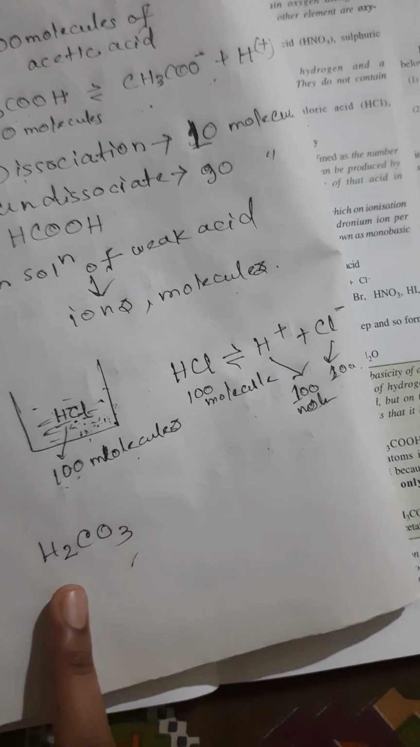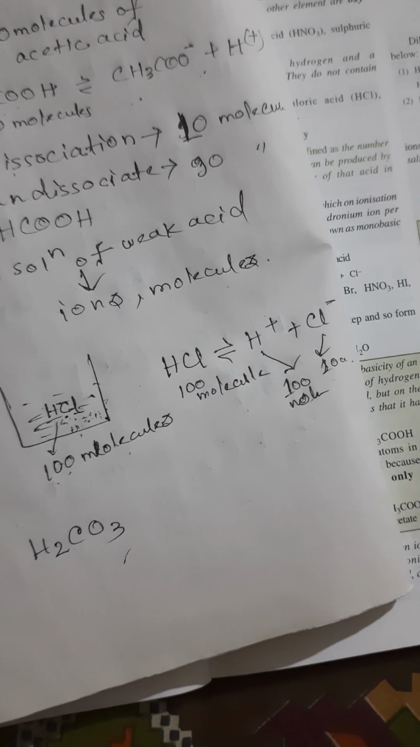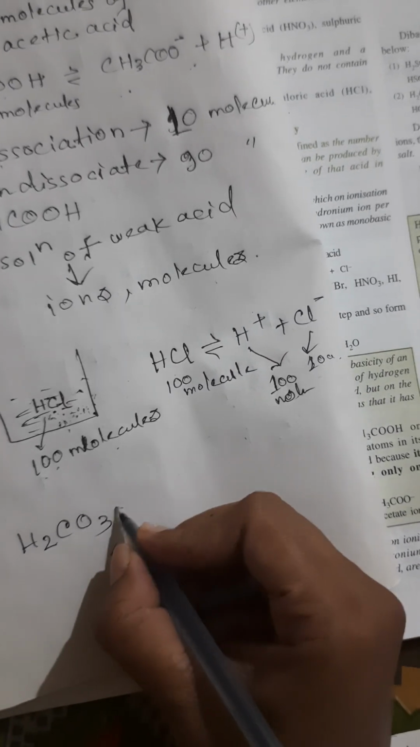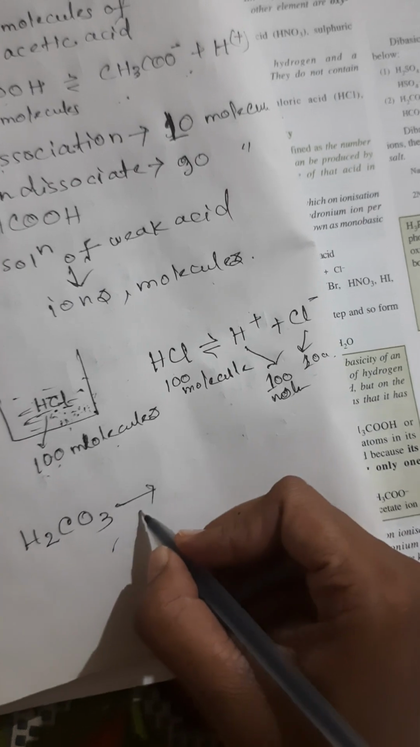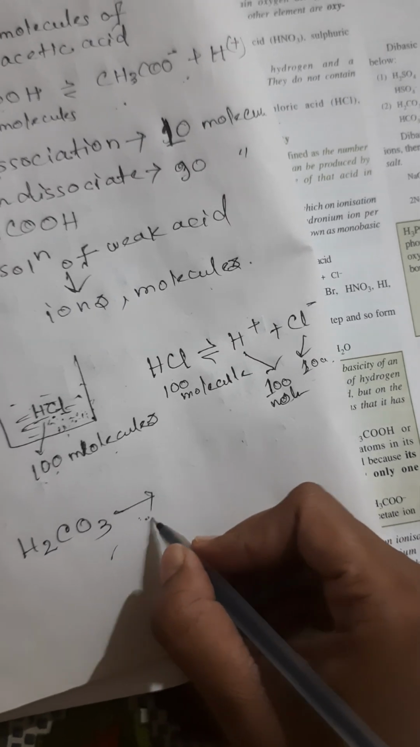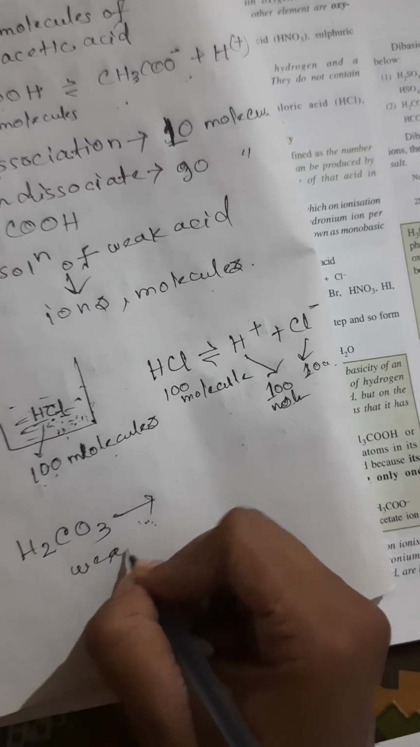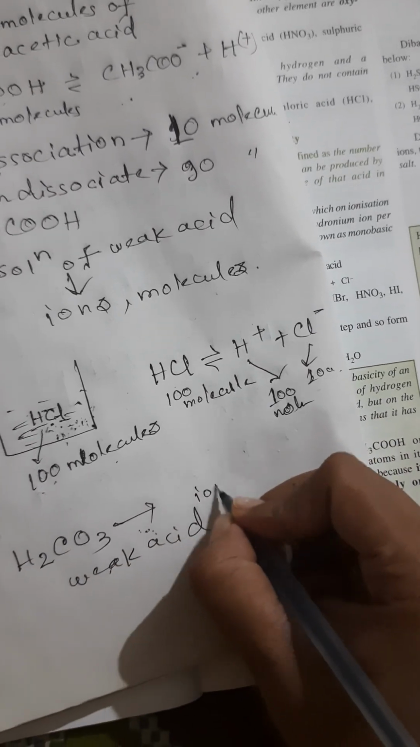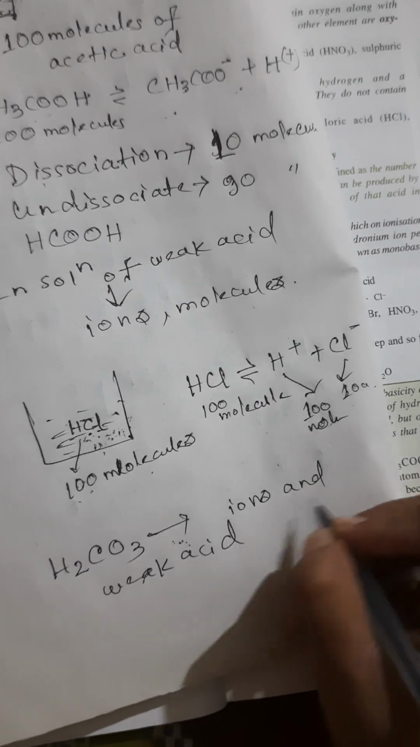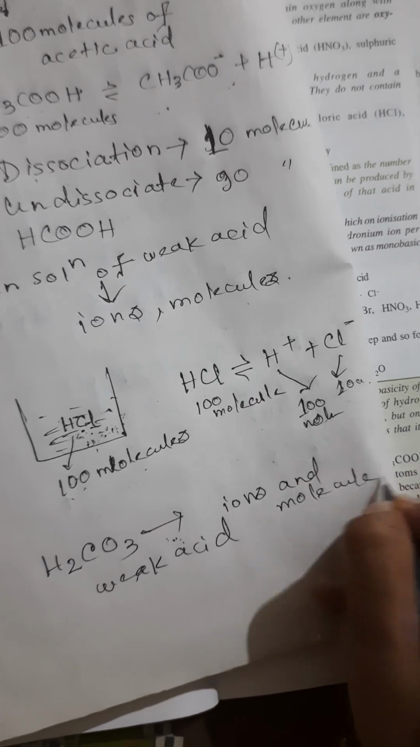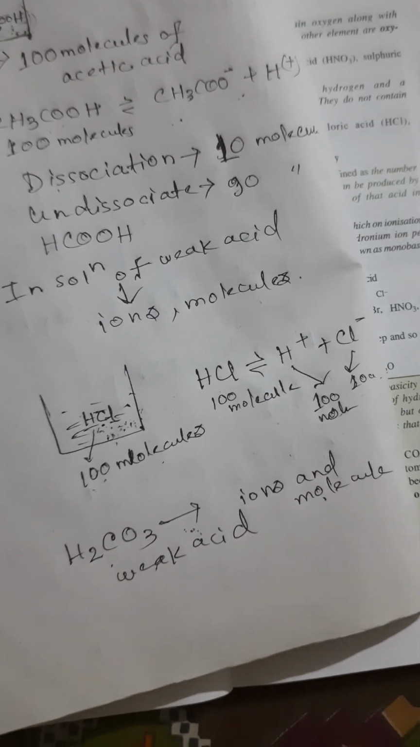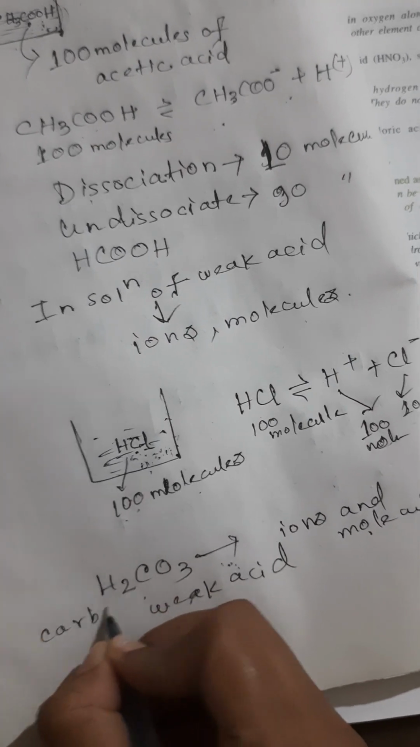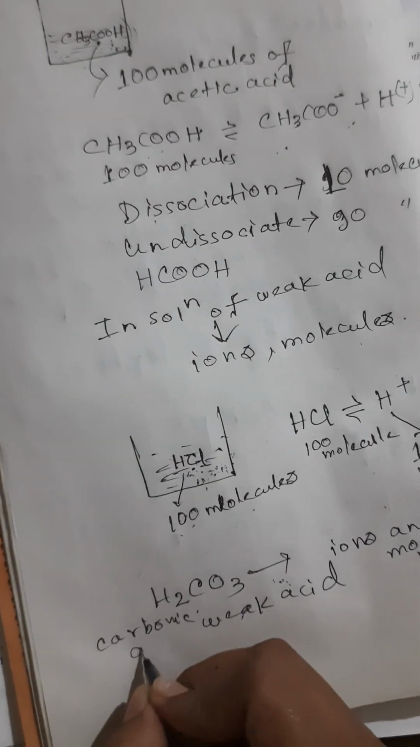So here is a question: what will the solution of carbonic acid contain? We know it is a mineral acid, but it is generally a weak acid. Is this clear? So only ions and molecules, both are present in the solution of carbonic acid. So what is the name of this acid? This is carbonic acid.